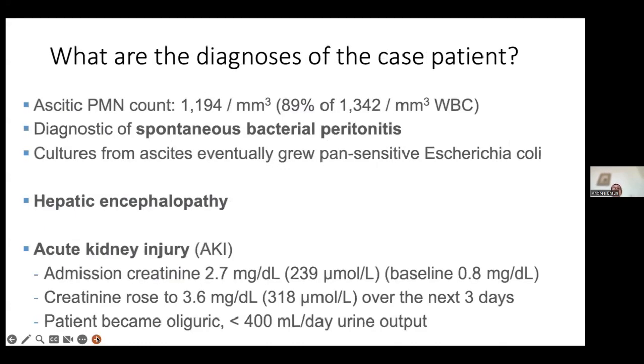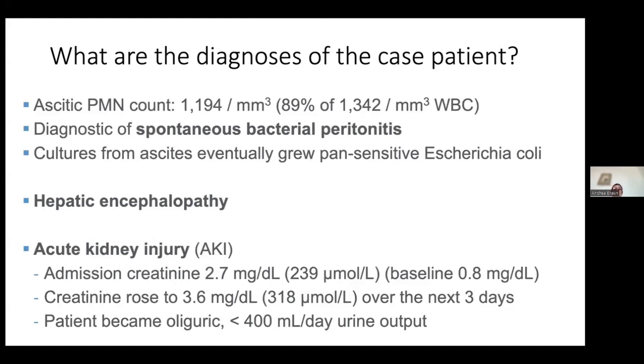So now let's summarize what's wrong with this patient in this case. So we've diagnosed him as SBP. His PMN count in the ascites, 89% of the 1,342, is 1,194. The cultures from the ascites eventually grew a pan-sensitive E. coli. Patient also has hepatic encephalopathy. Told you he was confused and had asterixis. And actually already has an ammonia level that was elevated, though the ammonia level does not necessarily correlate with the presence and the degree of hepatic encephalopathy.